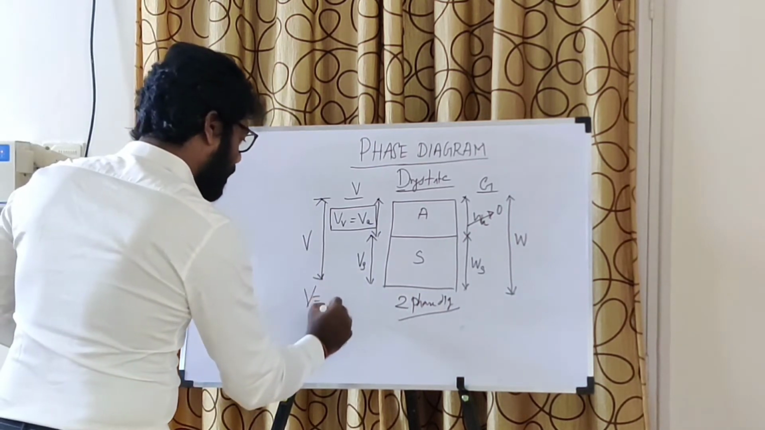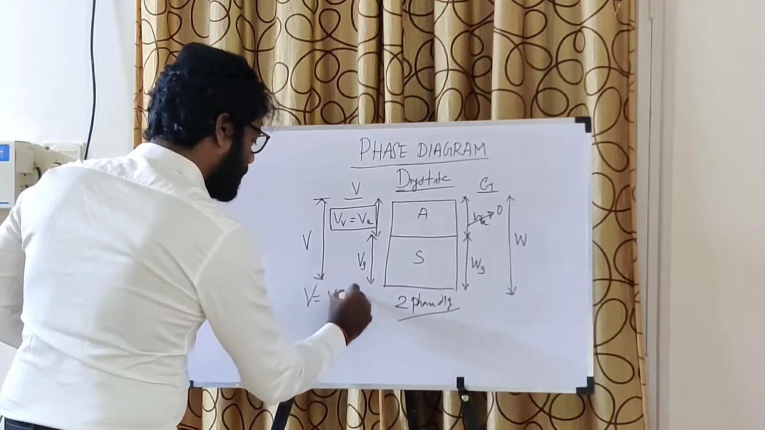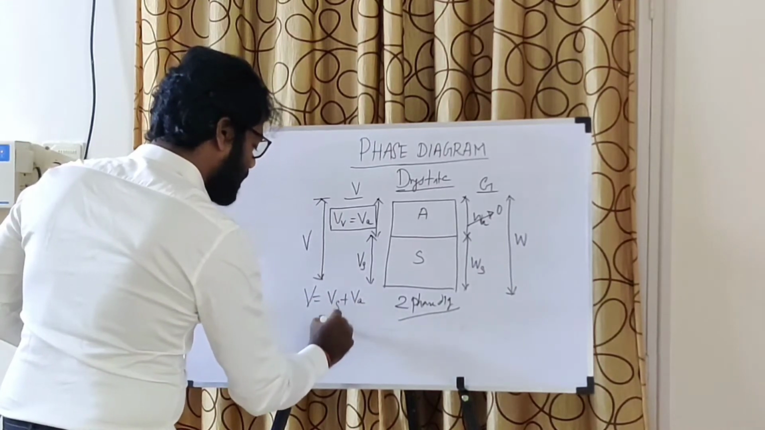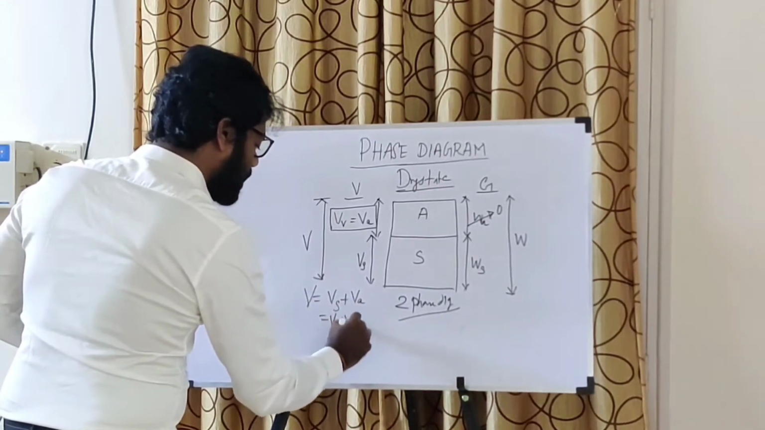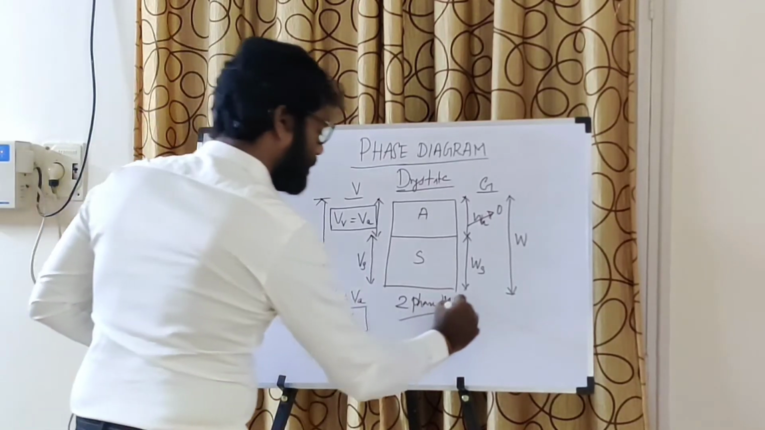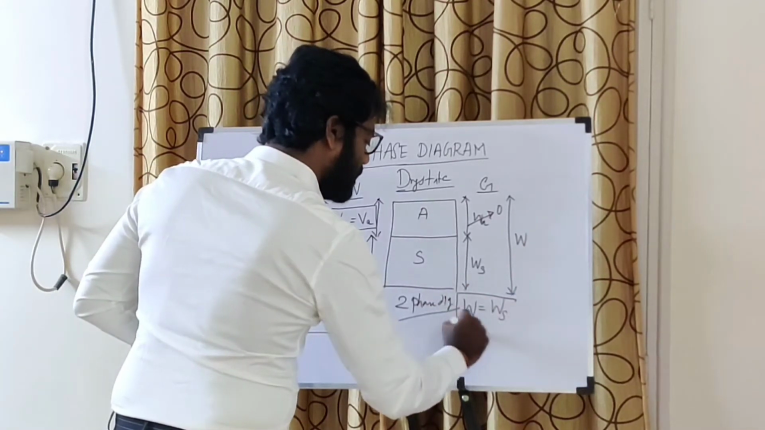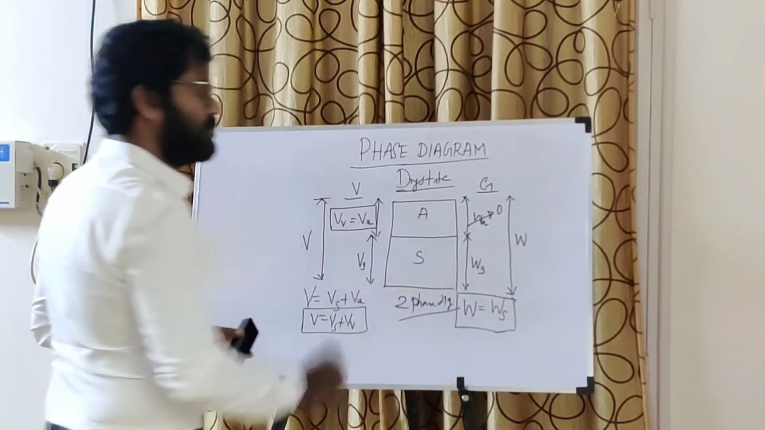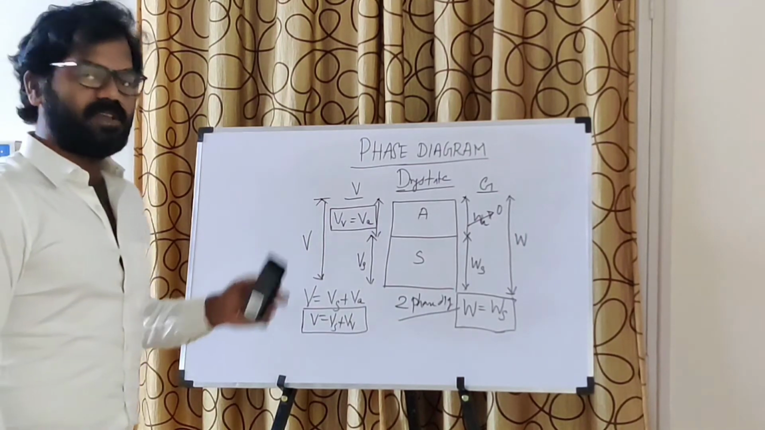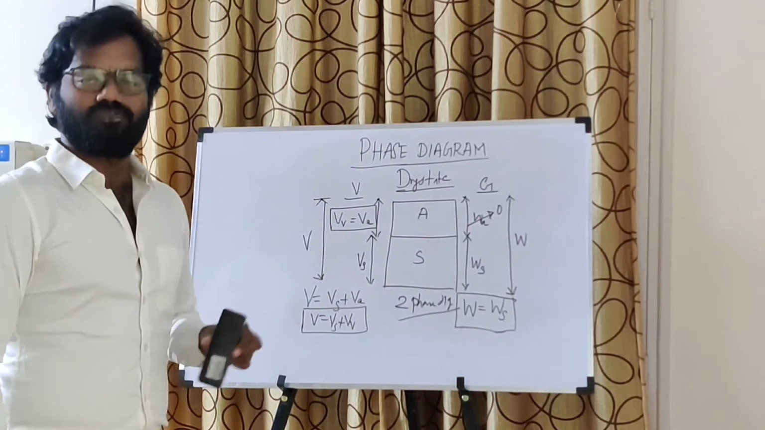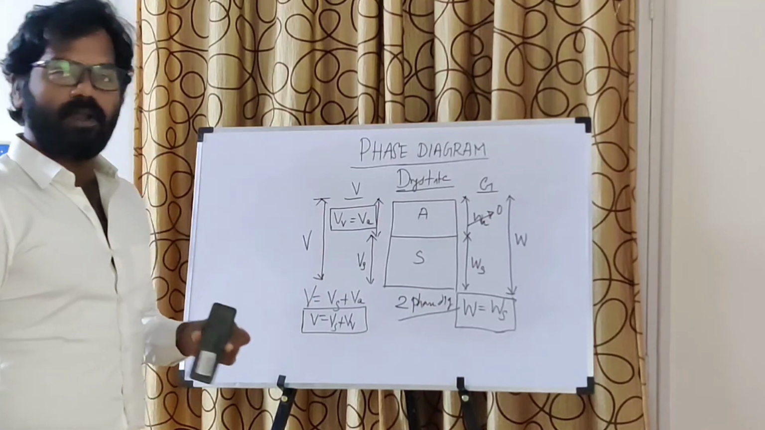And to write total volume, we have volume of solids plus volume of air. In other words, volume of solids plus volume of voids. So this is the total volume of the soil mass. Then we have total weight, weight of solids only, no weight of air. So this is your phase diagram for the dry state of soil mass. Hope you are getting my point, right?